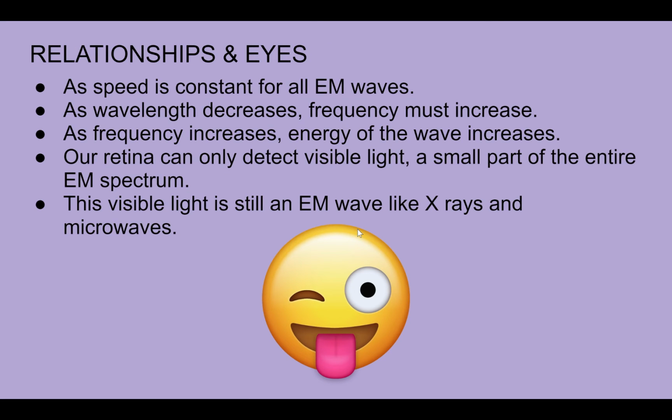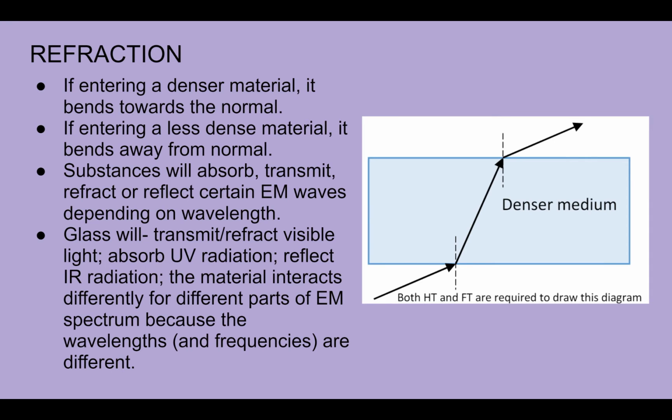As speed is constant for all EM waves, as wavelength decreases, frequency must increase. As frequency increases, the energy of the wave increases. Our retina can only detect visible light, a small part of the entire EM spectrum. This visible light is still an EM wave, like X-rays and microwaves.